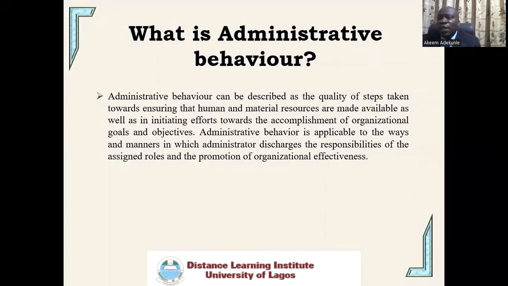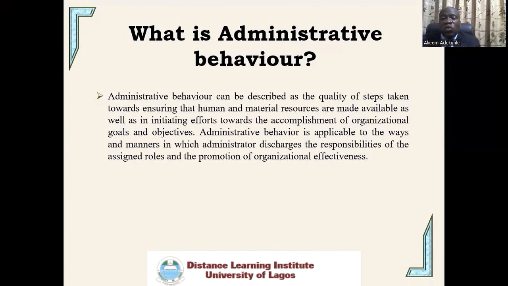Having looked at the meanings of administration and behavior, what then is administrative behavior? When we talk of administrative behavior, it is the observable dispositions of administrators towards the utilization of the available resources in order to enhance effective and efficient organization.